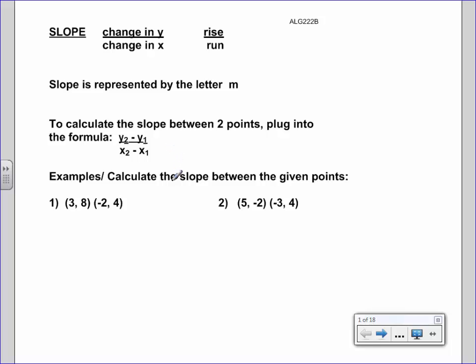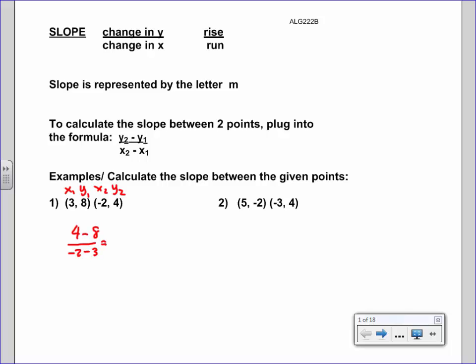And as long as you watch your minuses and negatives, you really can't mess this up. But just be careful, and to help you not make that mistake, I always tell people go across and label these x1, y1, x2, y2, and we're going to calculate the slope between these 2 points. Okay, y2 is 4 minus y1 is 8. x2 is negative 2 minus x1 is 3.